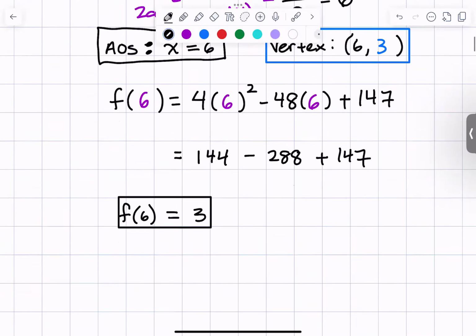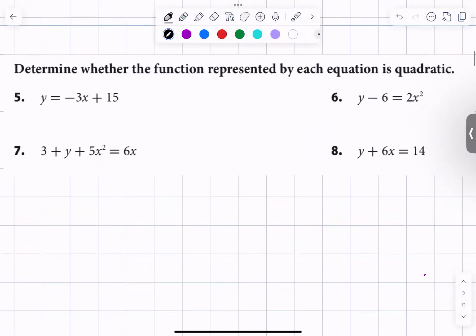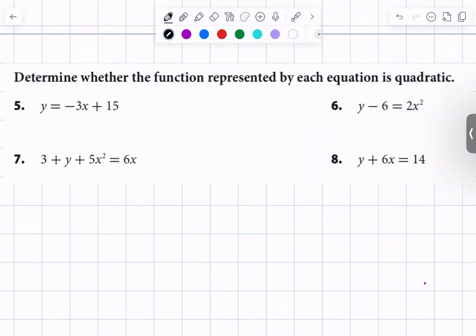So my next example now, in general: determine whether the function represented by each equation is a quadratic. What makes a quadratic a quadratic? What special feature does it have? The degree of the function has to be 2. That means the highest exponent that I would see is a 2.